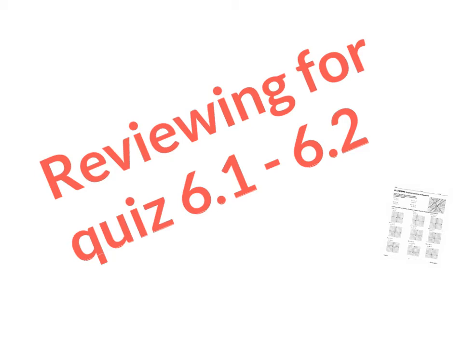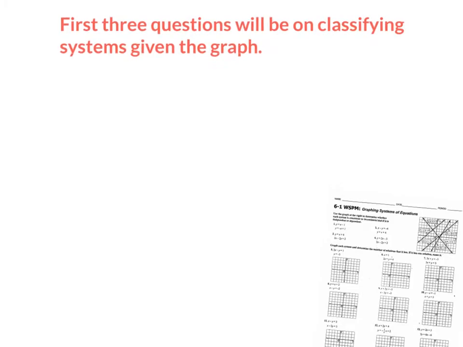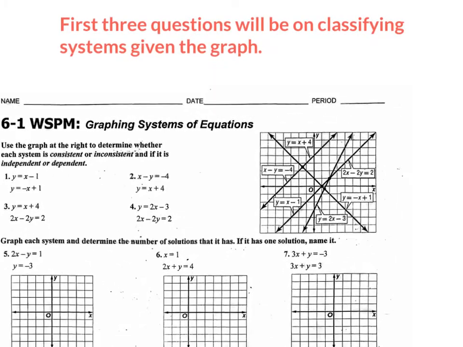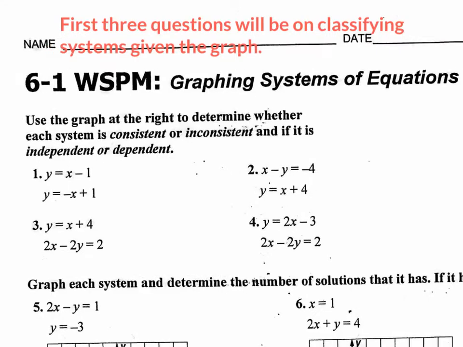So let's review quickly for the quiz that we're about to take right now. Quiz 6.1 to 6.2. The first three questions on the quiz will be on classifying the system given the graphs. And like I've mentioned before, the questions come straight from the homework. So this first part, 1, 2, 3, and 4, that was on classifying.